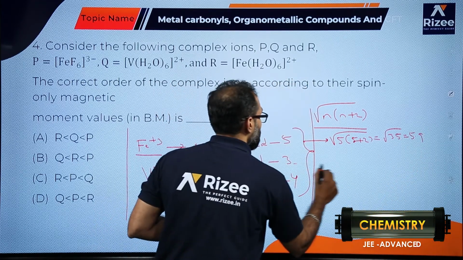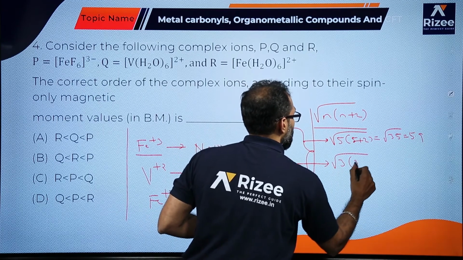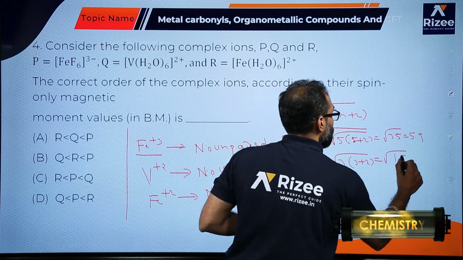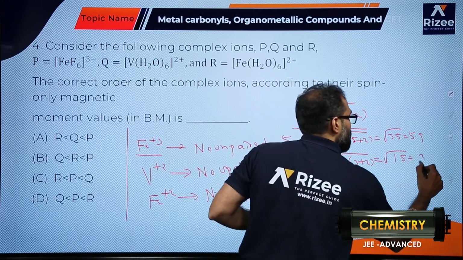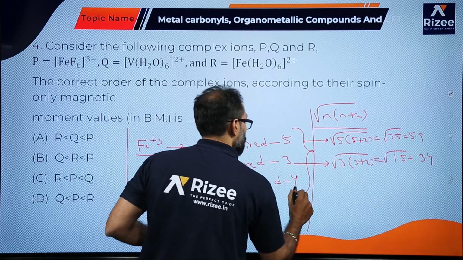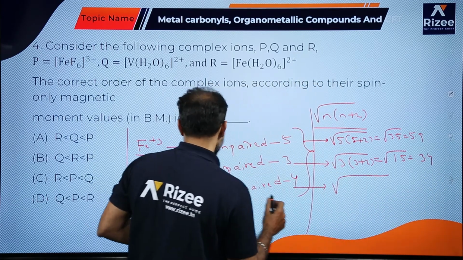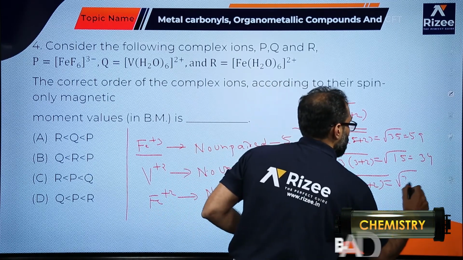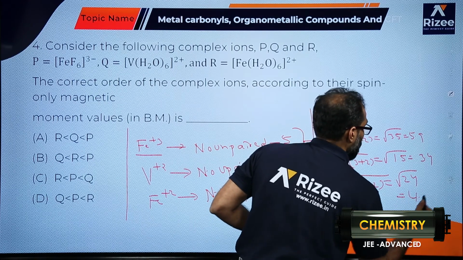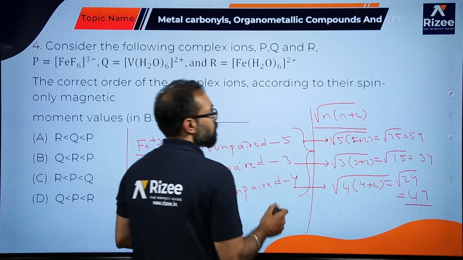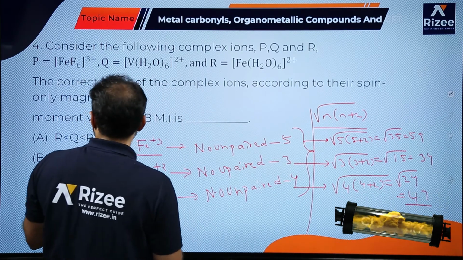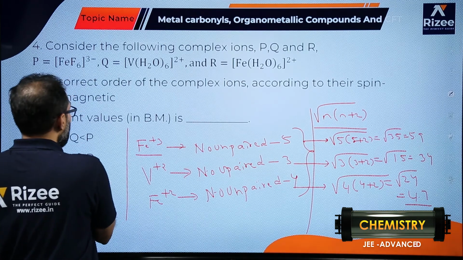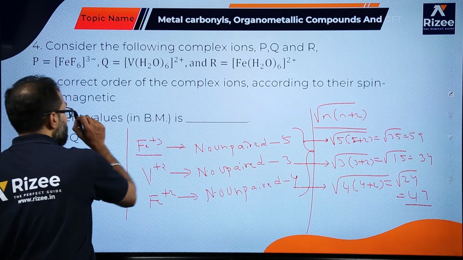For the second one, it is square root of 3 into 3+2, so it is square root of 15. It is around 3.4 Bohr magnetons. For the third one, it is square root of 4 into 4+2, which equals square root of 24. It is around 4.7 Bohr magnetons. So we can easily understand that Q has the lowest magnetic moment compared to R, and P has the highest. So B is the answer.